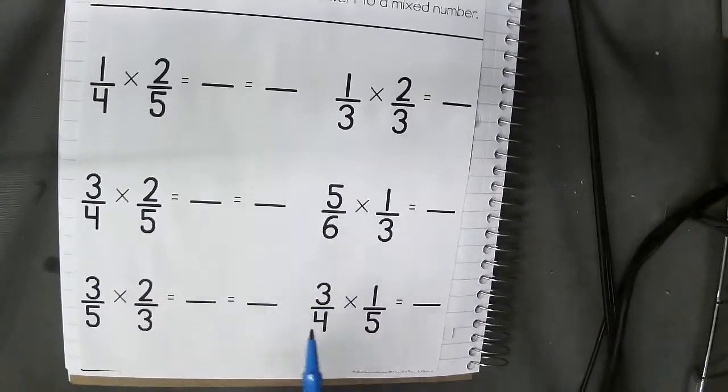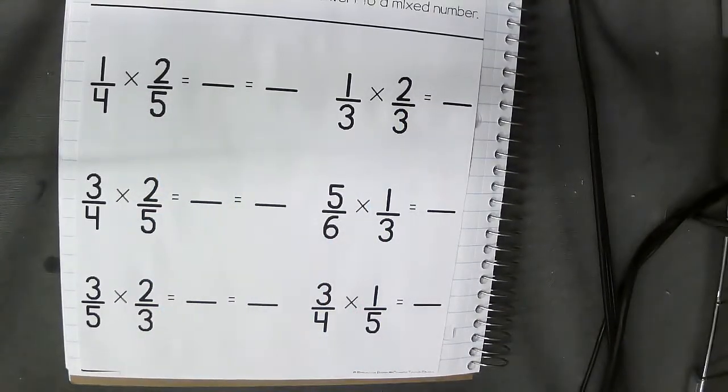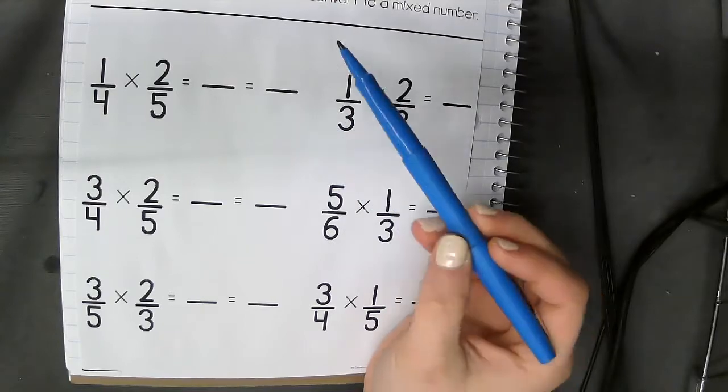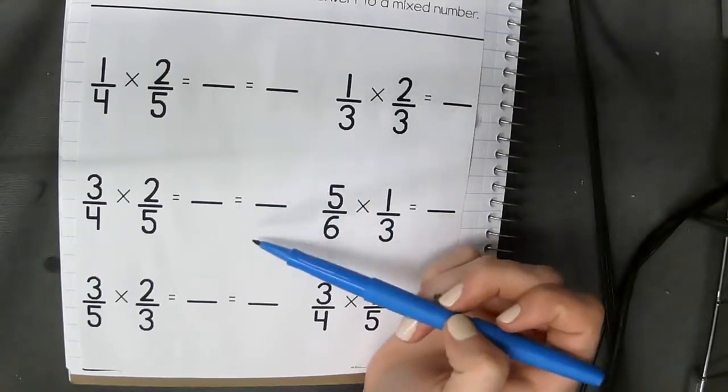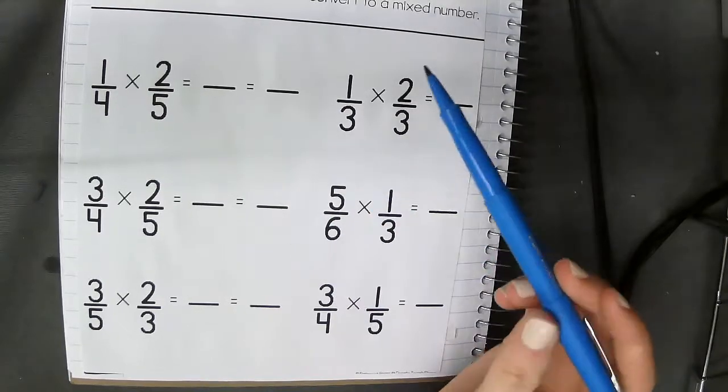For your assignment today, you are going to go ahead and do these 6 problems on your own. When you submit this in your Schoology assignment, make sure that you put this in simplest form. All right? So all these ones that you can simplify, make sure you do so.